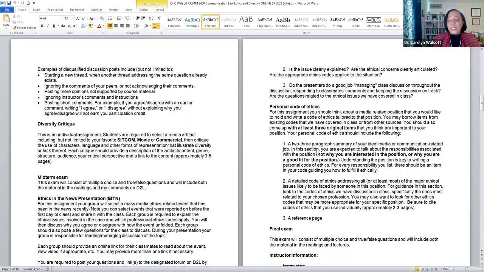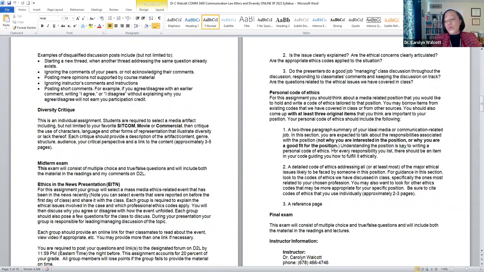All right? Three of these particular guides or pointers have to be original. So you're deriving them from your own reservoir, your own ideations around what you think should characterize somebody who is ethically minded in the field of advertising. And of course, this is just an example that I'm providing you with. In terms of the length, a 2-3 paragraph summary of your ideal media communication related job. And of course, talk about the responsibilities associated with the position. If you're already in the position, then I will allow you to explain exactly how you have come up with those particular ideas and the ethical standards that guide your profession. All right.